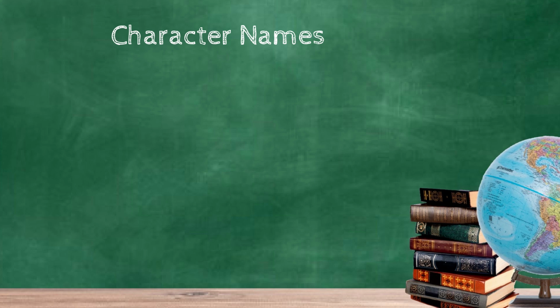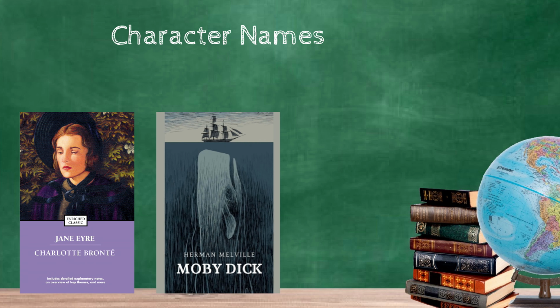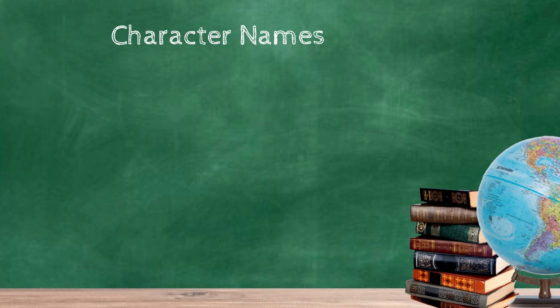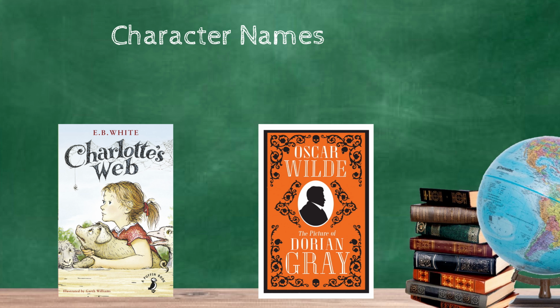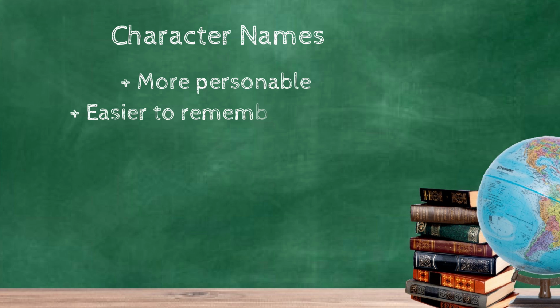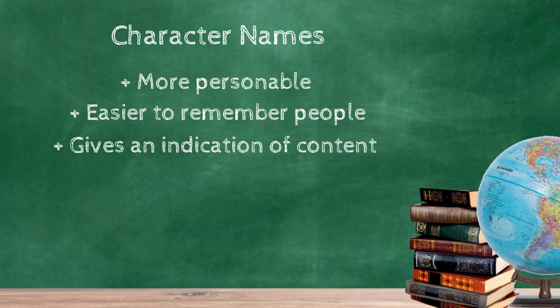The first great way to find a title is using a character's name from your story. This is super common in things like Jane Eyre, Moby Dick, or Huckleberry Finn. They introduce us to a character, usually the main one, but not always, and also stand apart as quite unique. After all, names are relatively special, and if you make your own, then it will really stand apart from the others. They can also be combined with their possessions to make them even more unique, such as Charlotte's Web or the picture of Dorian Gray. Ultimately, using a character's name makes a book more likely to be picked up because it's more personable, it's easier to remember people than things, and also it can give some indication of what the content of the book might be about.